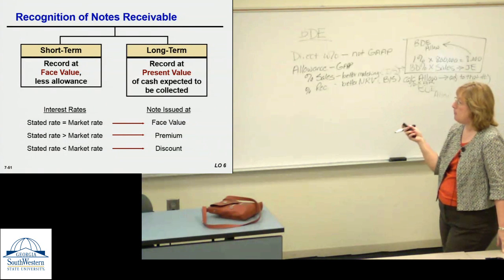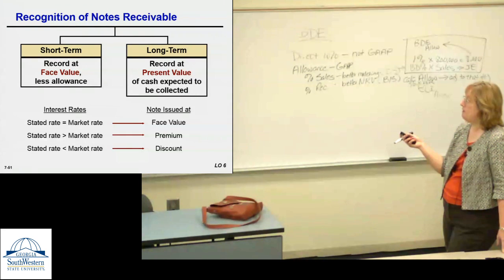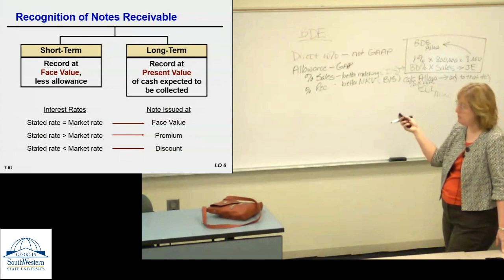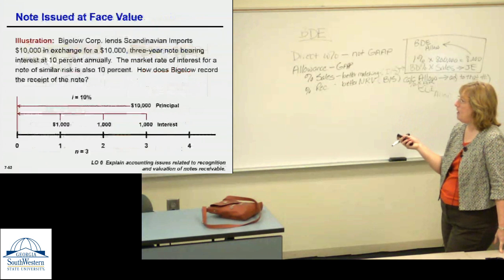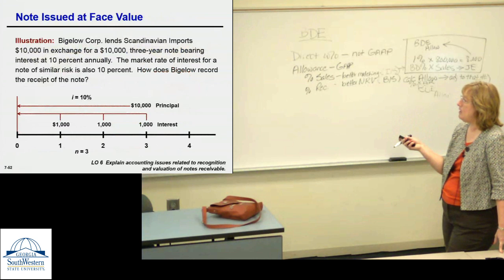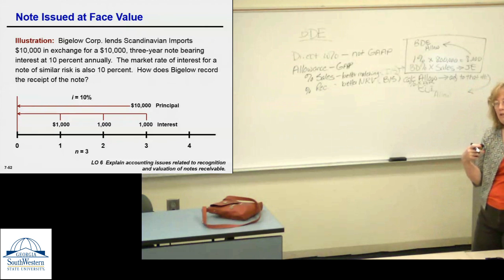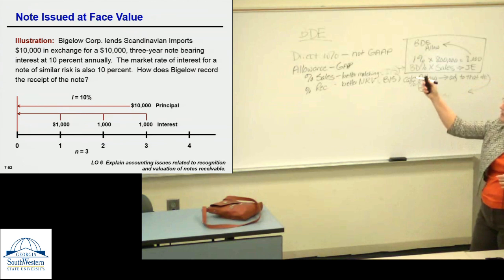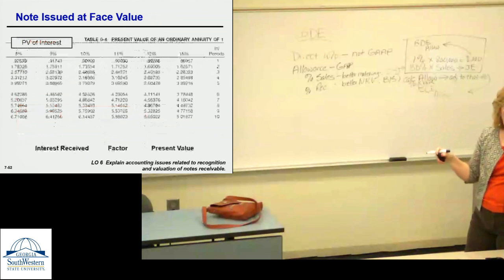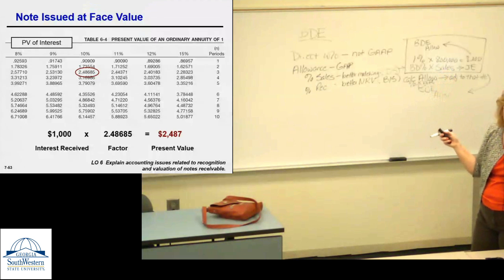You're going to look it up on the table and get a factor and calculate the present value of the stream of interest payments that you're going to get, and the present value of the principal. In this case, since the market interest rate is the same as the stated rate, it's at the face amount, which is $10,000. Those two things add up to $10,000, okay?